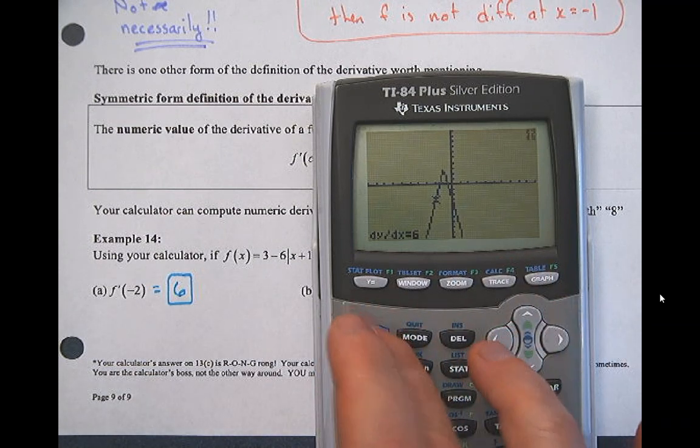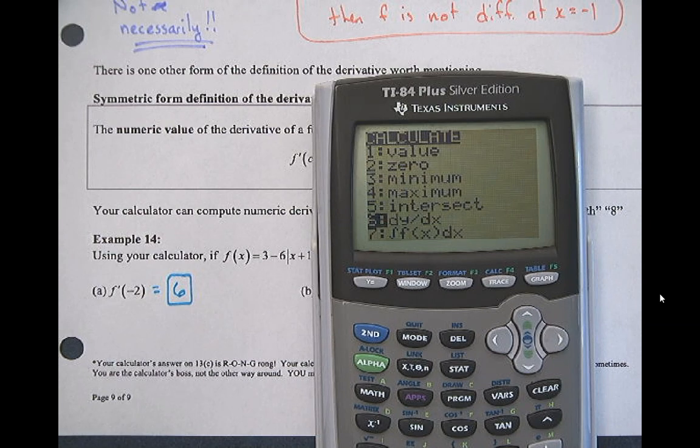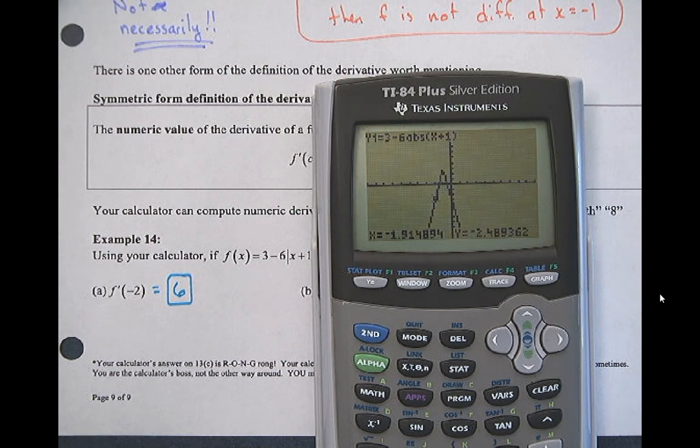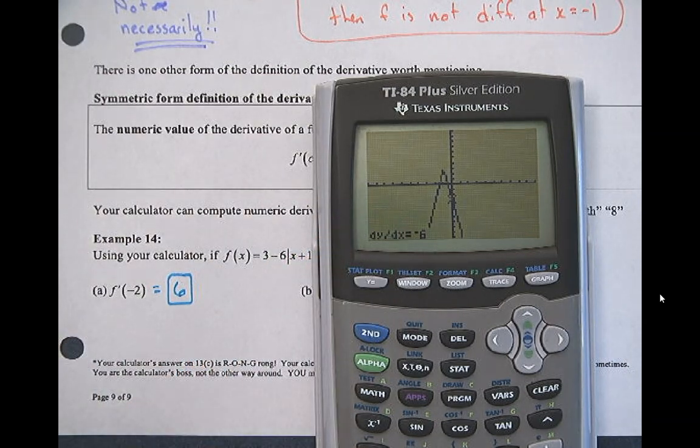When I go second calc, I go down to dy/dx again. Remember, that's another way to say derivative. Now I'm going to just type in 0. That finds me the derivative at 0 is -6.